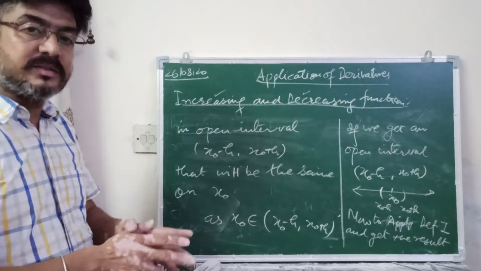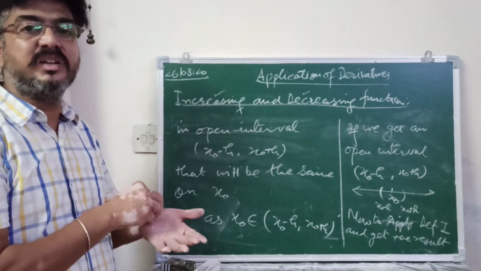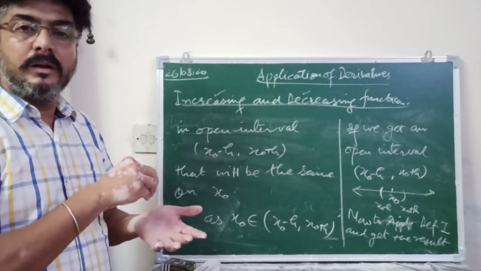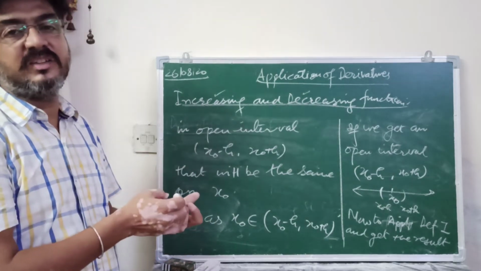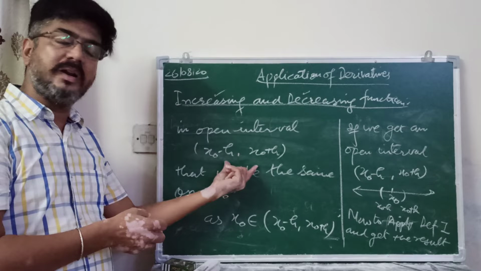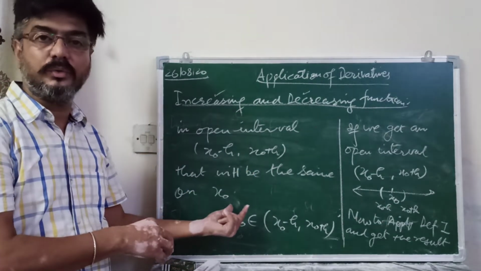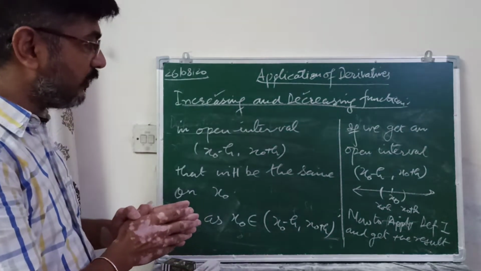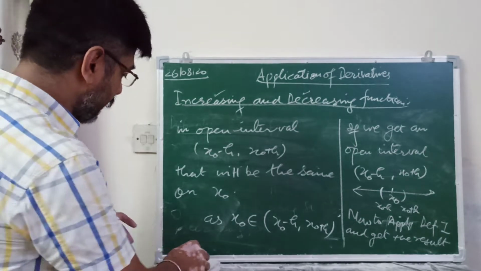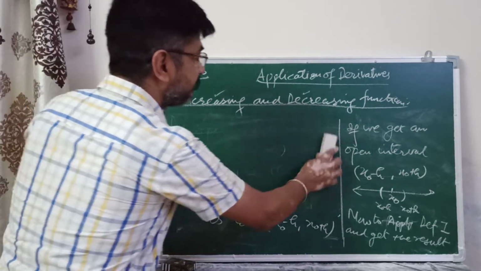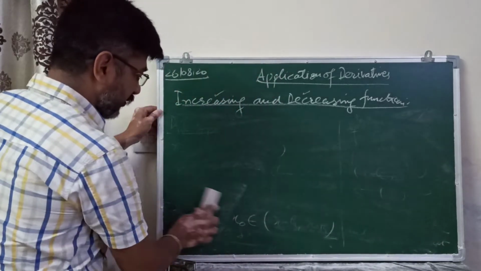Now we have discussed two types of definition. One definition is in an interval and another definition is on a point. On the point we will make an interval x0 minus h, x0 plus h, and we will check the same definition first, and the result will be the same on x0 also. Clear? Now we will take one example and find whether it is increasing or decreasing, strictly increasing, strictly decreasing. We can discuss one question.